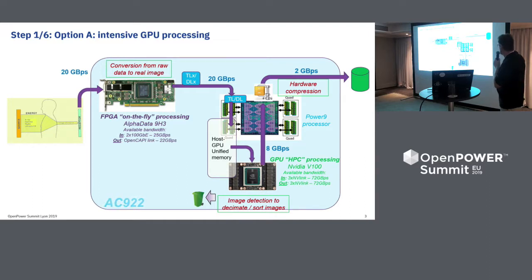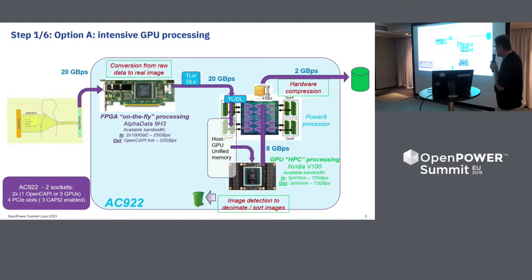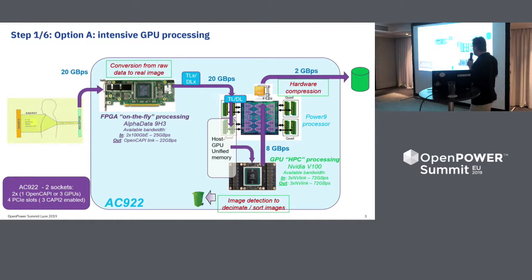This part. So the AC922 is a very good candidate for that because it offers a 2-socket machine offering one OpenCAPI and eventually 4 GPUs if we don't have OpenCAPI, but 2 GPUs and 1 OpenCAPI. We'll see in a minute how things can be organized. We can also rely on 3 CAPI2 slots in the case where the bandwidth is not high enough to justify OpenCAPI utilization. We can be satisfied with CAPI2, which is very nice and very stable on this machine.